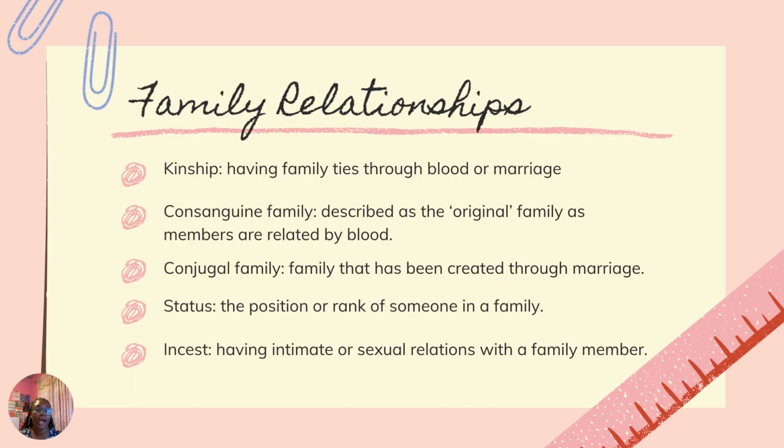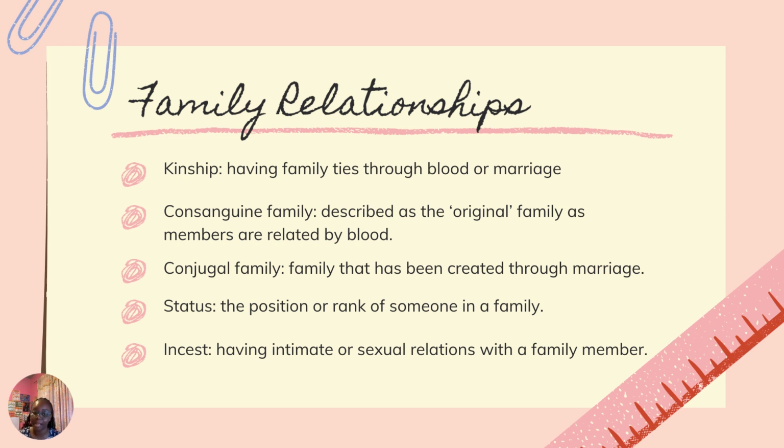Next, we have terms relating to family relationship. So my approach is to divide these terms into simple subheadings so we can understand the concepts better. So the first set of concepts are related to family relationships. The first term is kinship. Kinship is having family ties through blood or marriage.